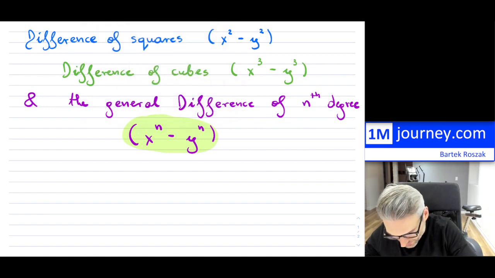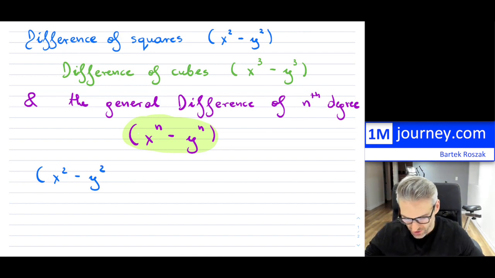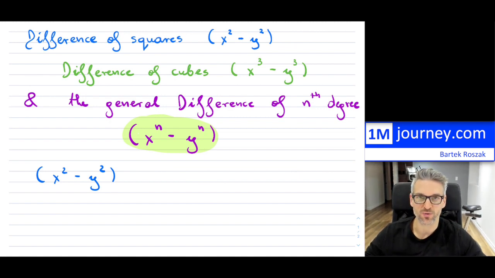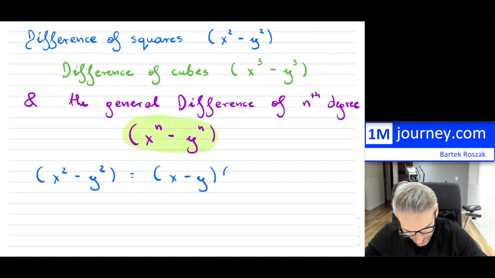Now, the difference of squares is x squared minus y squared. Now, it doesn't matter if you call it x or y, or sometimes it's a squared minus b squared, whatever it might be. Now, the result here is that when you have a difference of squares, we get x minus y, and then this is multiplied by x plus y.